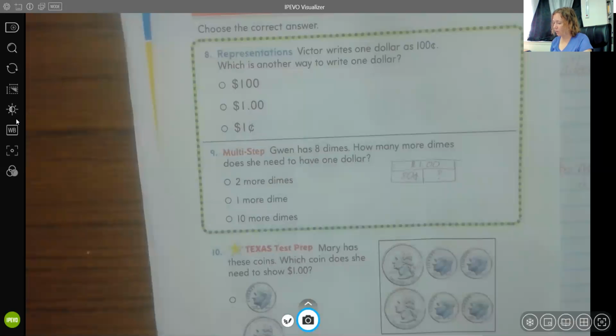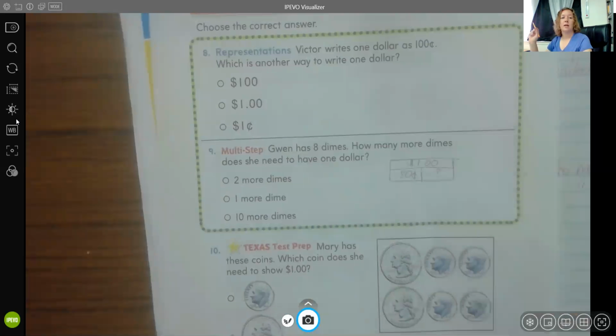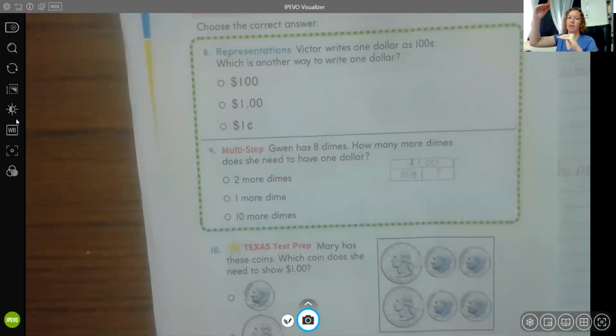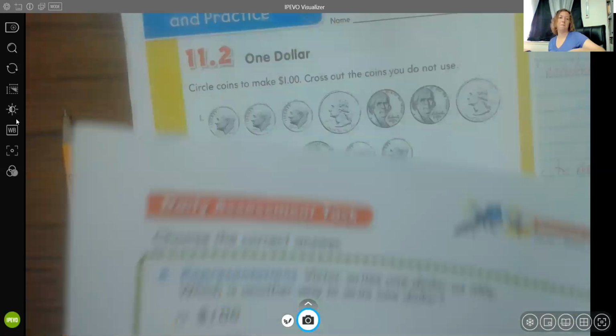Mary has these coins. Which coin does she need to show $1? So this is what she has. This is the same type of problem as up here. You know what your total is. You know what you're going to end up with is $1, and you know what you have. You want to find out that piece to reach the $1. You have this much, and you need to get up to here. What do you need to add to that to make it $1 or 100 cents, which is the same amount?